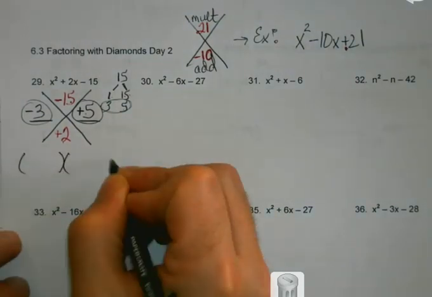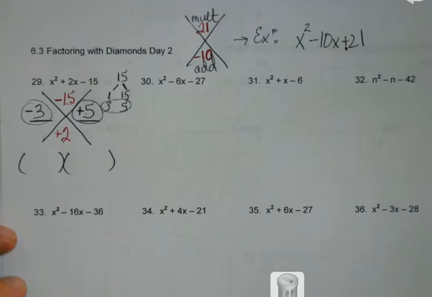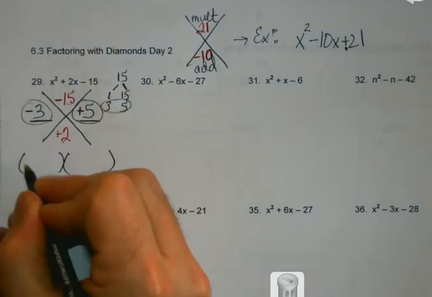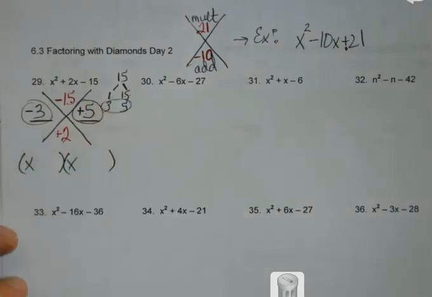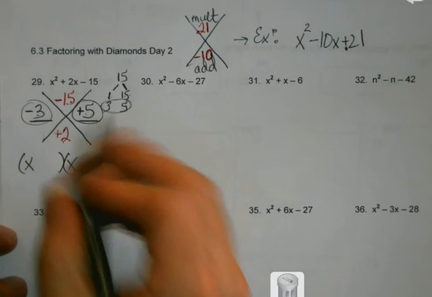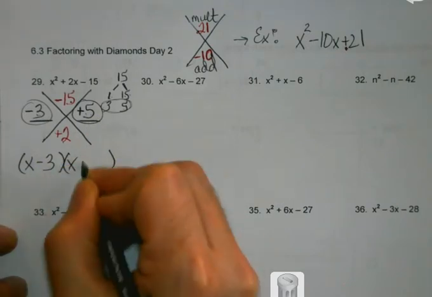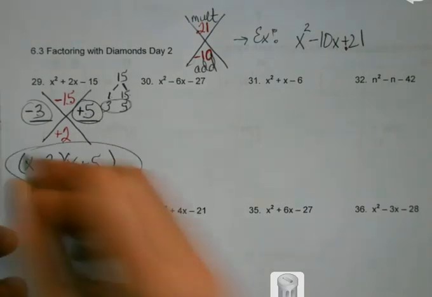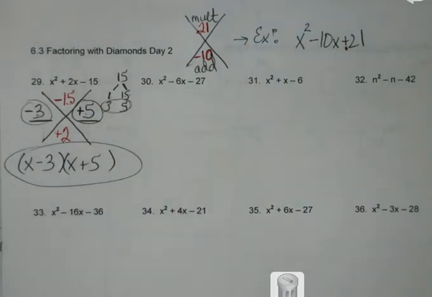To get it into its factored form, I just take my variable, I put it first, and then I just copy the numbers from the sides. So negative 3, positive 5, I'm factored. And that'll help me when I'm solving, and it can help me in several other ways when we're working through problems like this. But that's it. That's all we're doing with these.